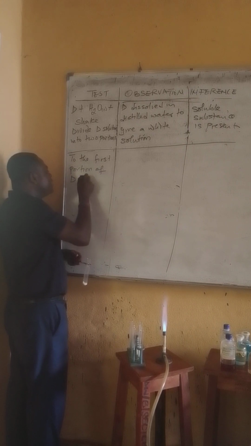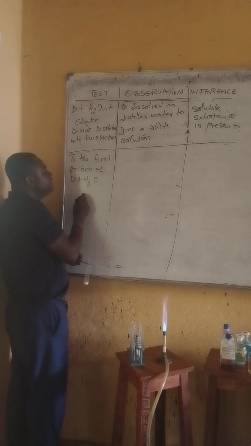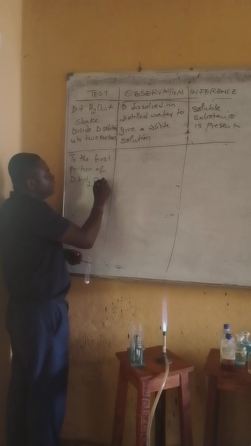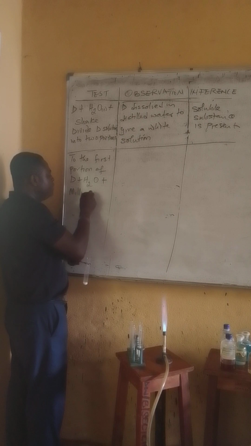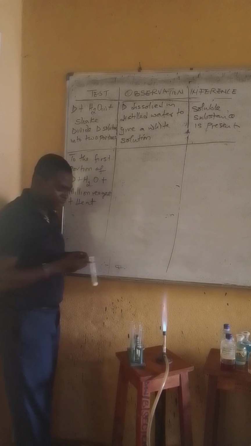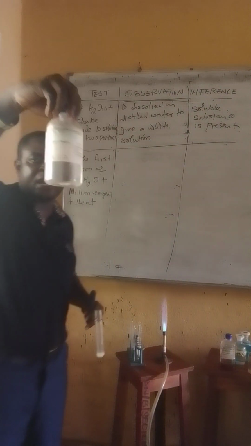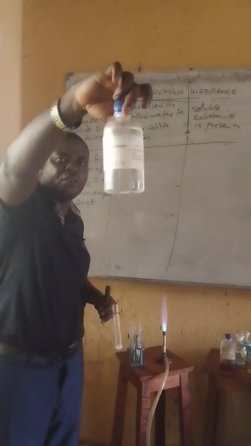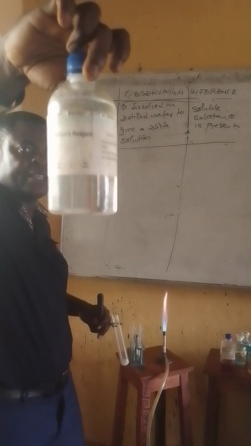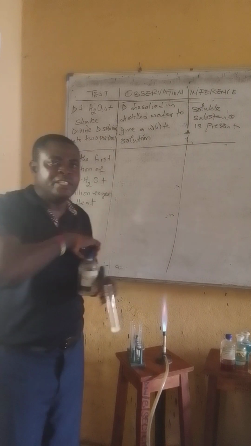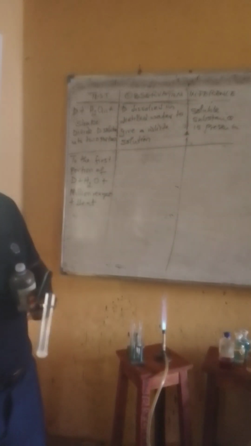of D plus H2O, they now say add Millon reagent. We are expected to get a red precipitate. So where is my Millon reagent here? Millon reagent is a colorless solution. You can see here. Just look for a bottle that they write Millon reagent on, and open it and pour.